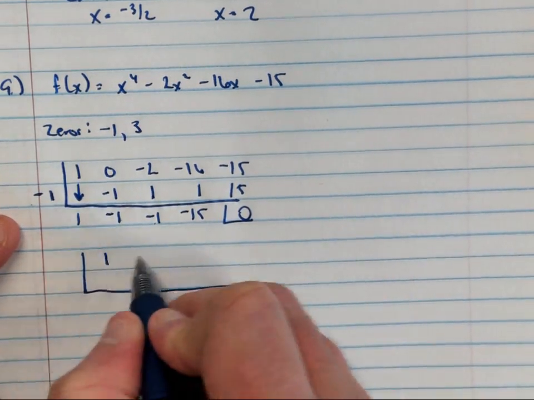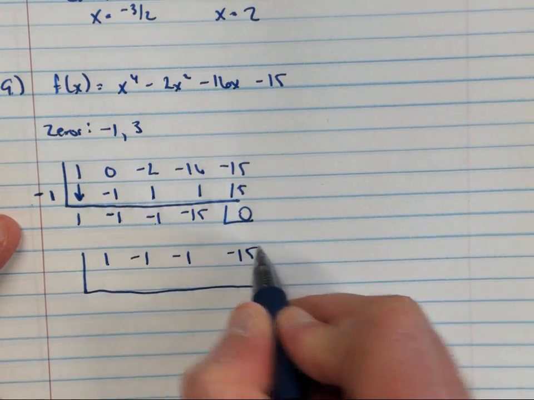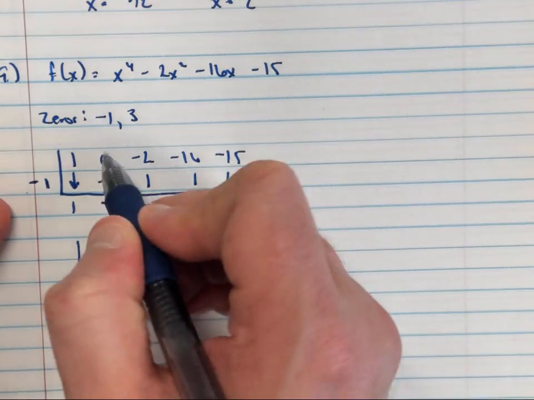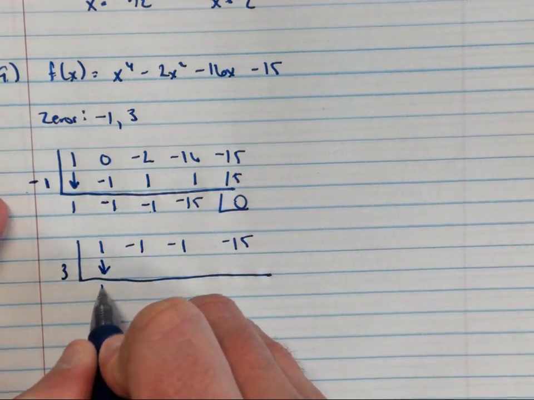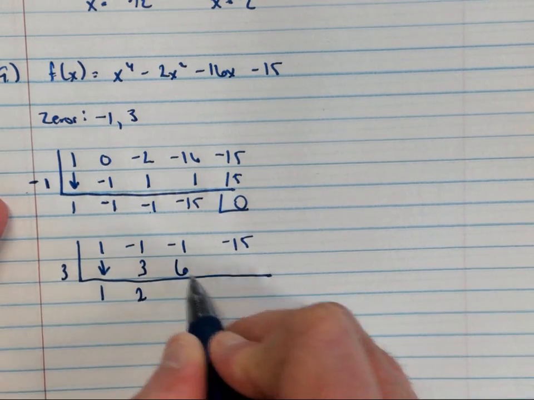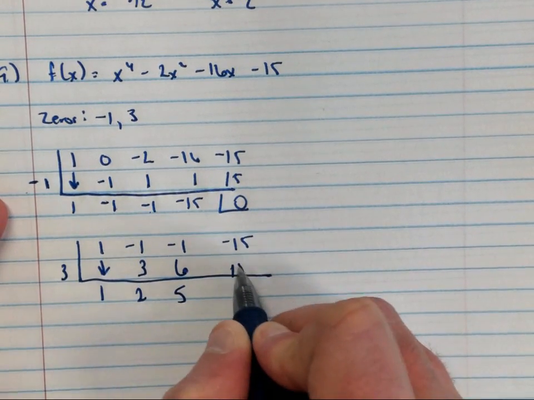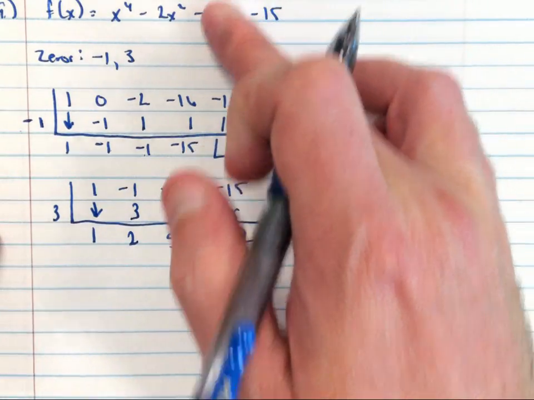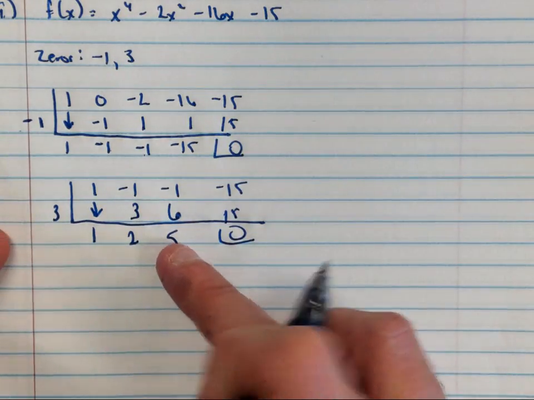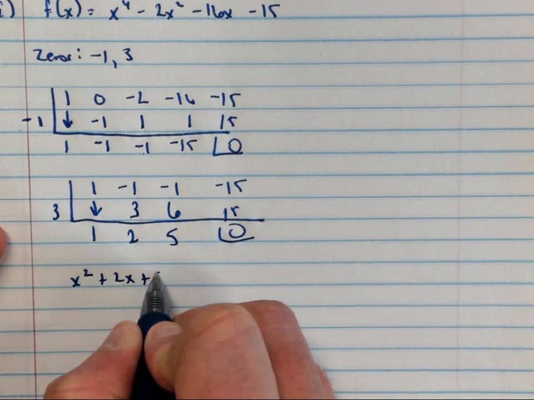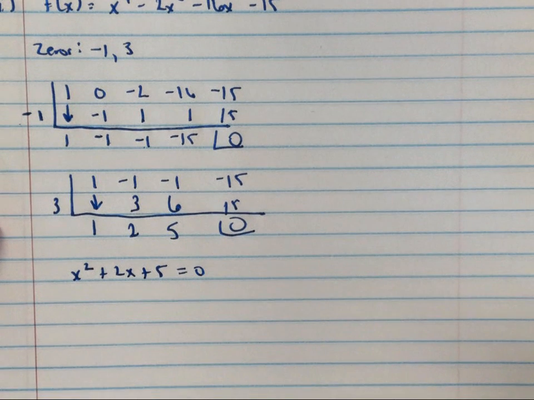Now I'm going to break this down. Now I've already used -1. I can't use that again. I'm going to use the 3. 3 times 1 is 3. 3 times 2 is 6. 3 times 5 is 15. Got a remainder 0. Very good. Now I went from quartic to cubic to quadratic. So I'm going to rewrite this as x squared plus 2x plus 5 equals 0.